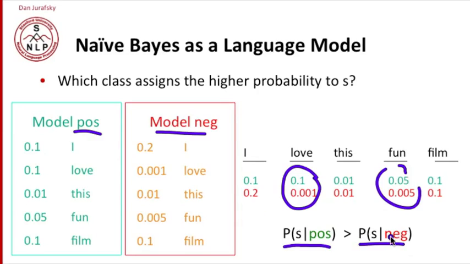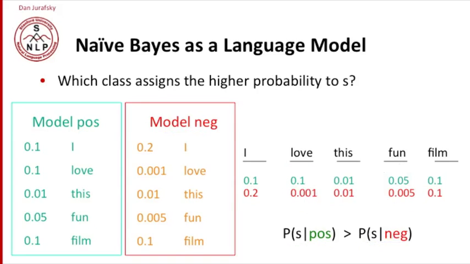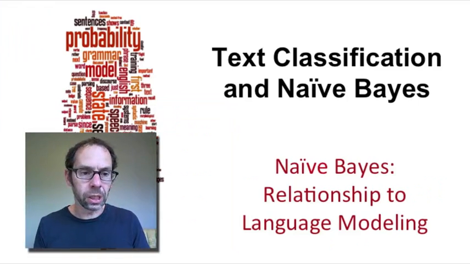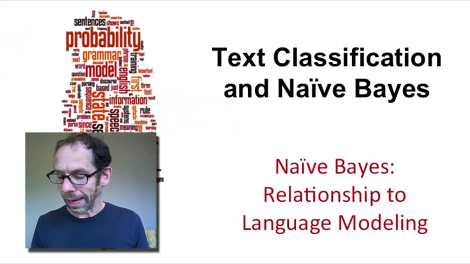So you can think of naive Bayes as each class being a separate class-conditioned language model. We're going to run each language model to compute the likelihood of a test sentence, and we'll just pick whichever language model has the higher probability as the class, which is the more likely class. So that's the close relationship between naive Bayes and language modeling.